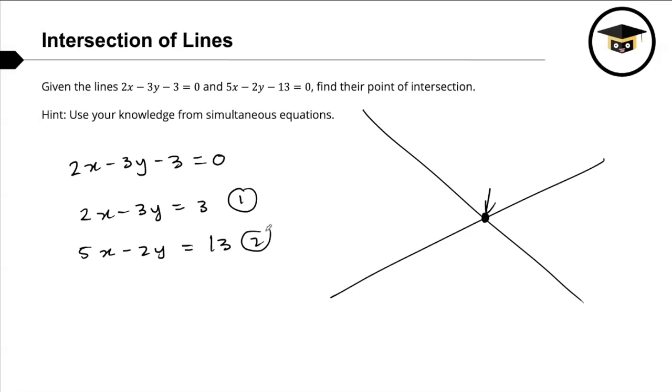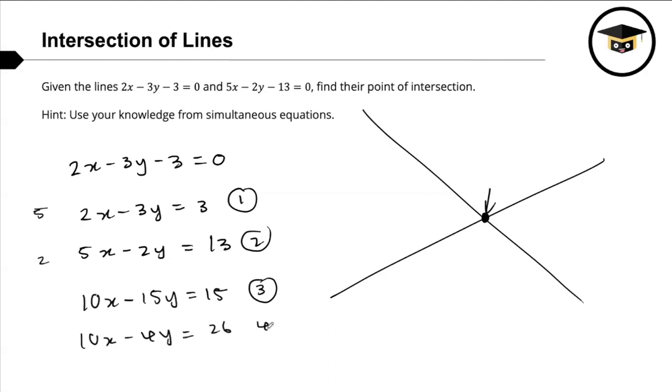Now, to solve this simultaneously, we can either use substitution or elimination. I'm a huge advocate of the elimination method. So for this specific one, let's multiply the first equation by 5 and multiply the second equation by 2, so that way we get the same x's. That means I'm going to get 10x minus 15y equals 15, which we'll call equation 3 now. And then 10x minus 4y equals 26. We'll call that equation 4.